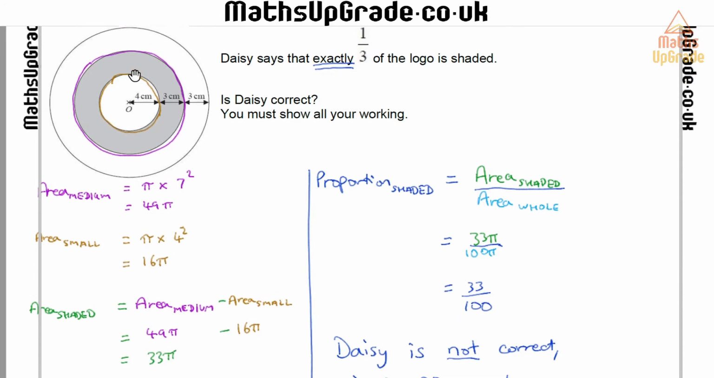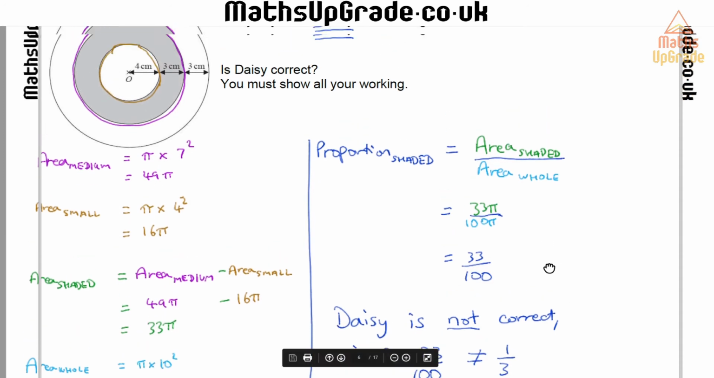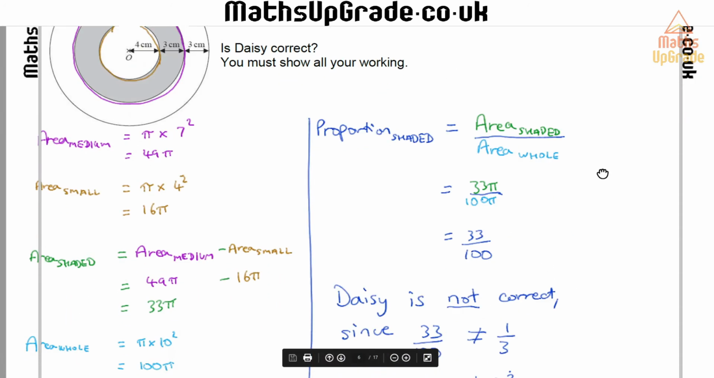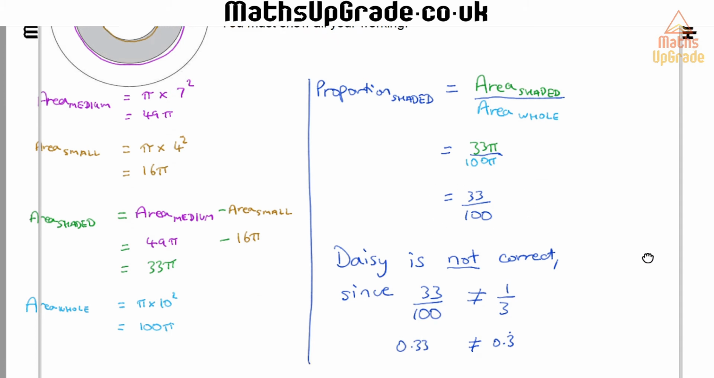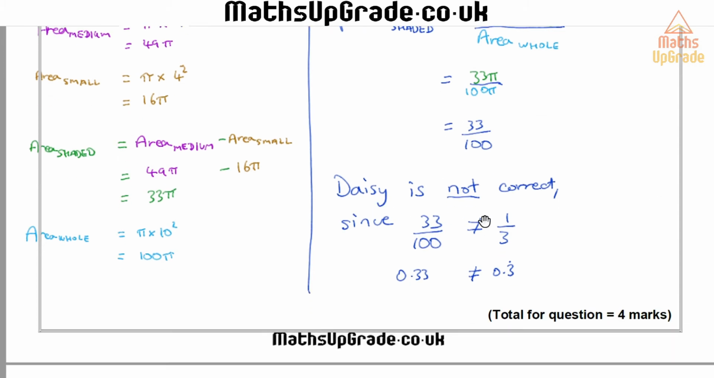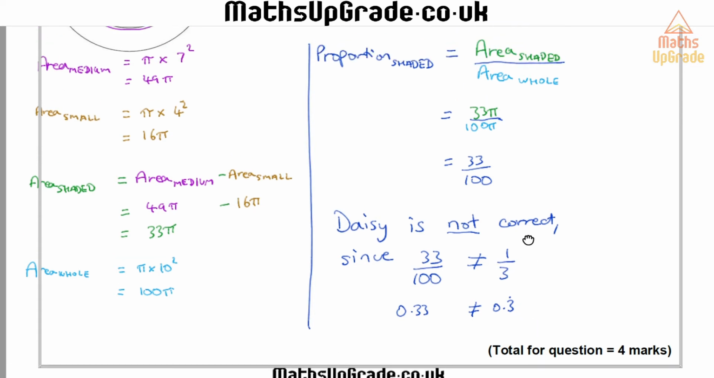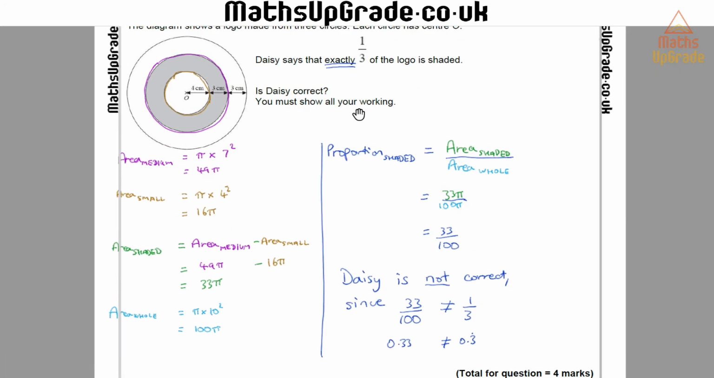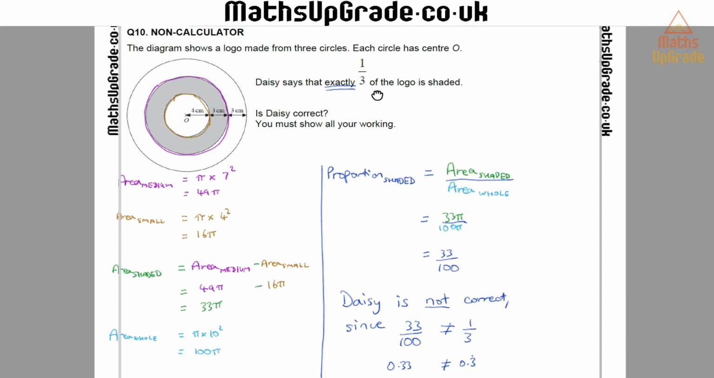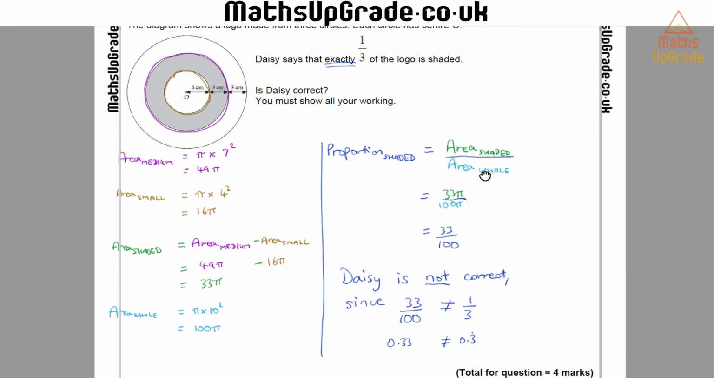the shaded logo. So is she correct? She said exactly 1/3 is shaded. Is 33 over 100 exactly 1/3? Well, it's not exactly 1/3, so therefore she's not correct. And I've given it there as decimals as well. 33 over 100 is exactly 0.33. 1/3 is 0.3 recurring, 0.33333, and it carries on. So these two are not exactly equal. So she's not correct, because of this word here, it says exactly 1/3 is shaded. So that whole question is worth 4 marks.